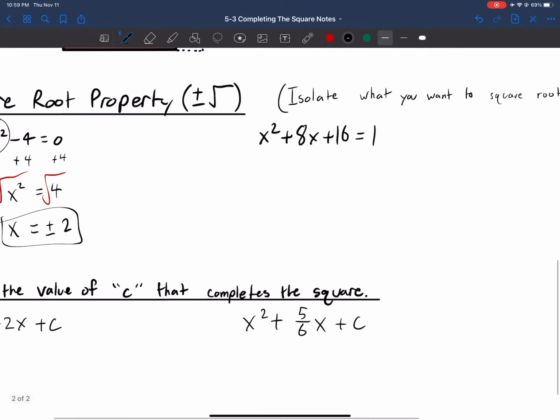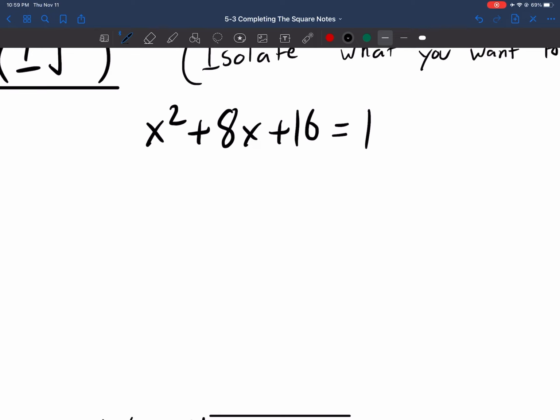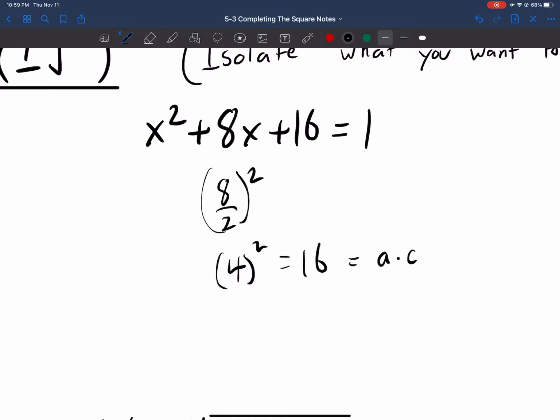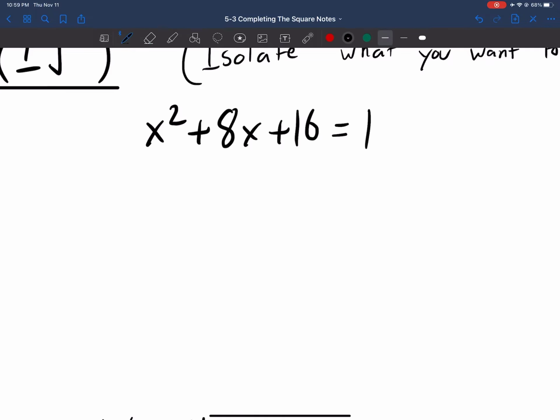Now, square root property is going to work on x squared plus 8x plus 16 because this is a perfect square trinomial. Now again, how do I check? The first term is a perfect square. The last term is a perfect square. Take the middle term, halve it, and square it, and we see 8 divided by 2 is 4. 4 squared is 16. This equals a times c, which is 1 times 16. It is a perfect square, so I can immediately write it as a binomial squared, which is x squared becomes x, 16 becomes 4, the sign is plus, so I write a plus, this equals 1.